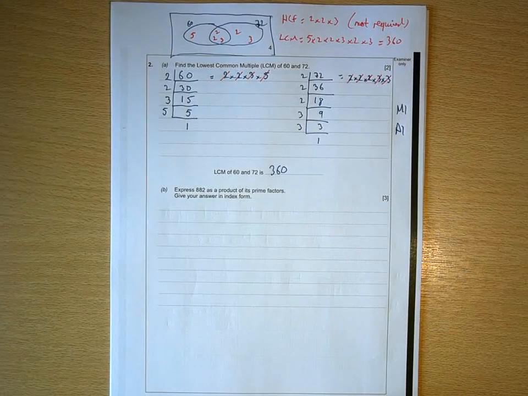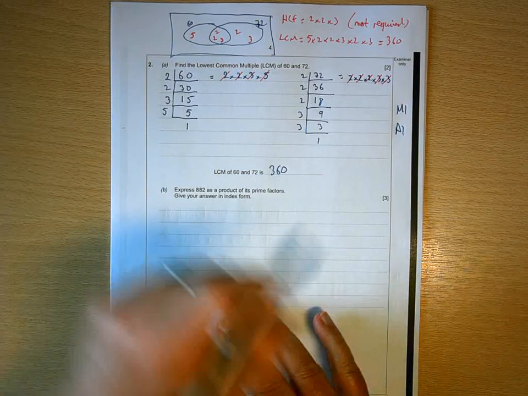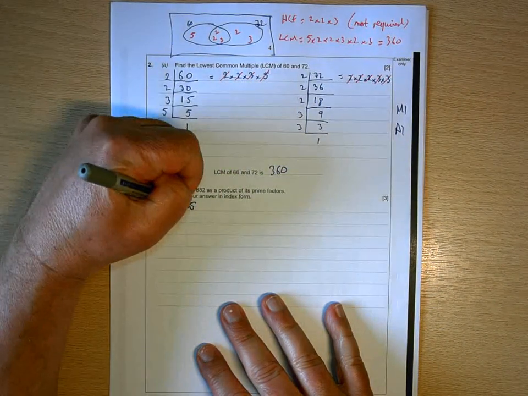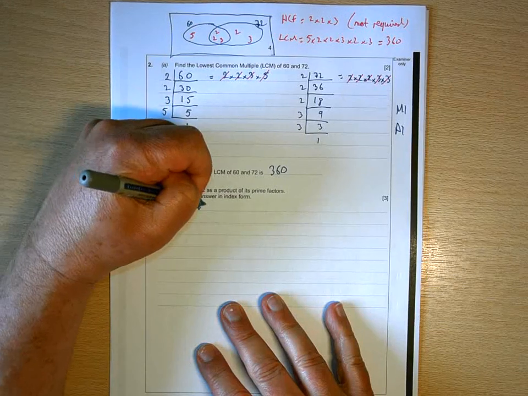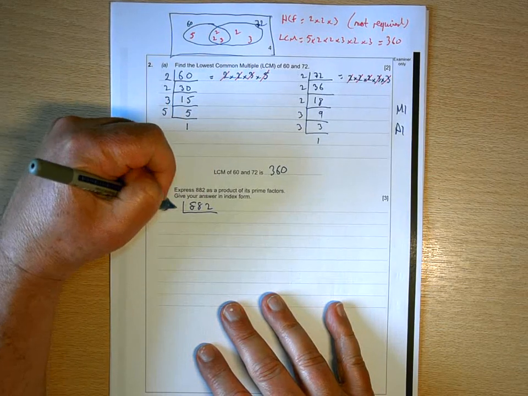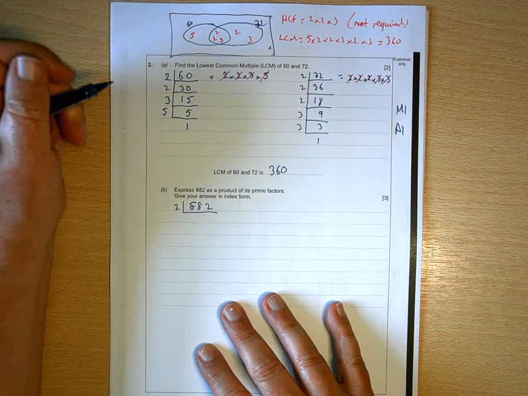Express 882 as a product of its prime factors. Well, we've just practiced that in part A. So 882, it's even. So I'm going to divide by 2.